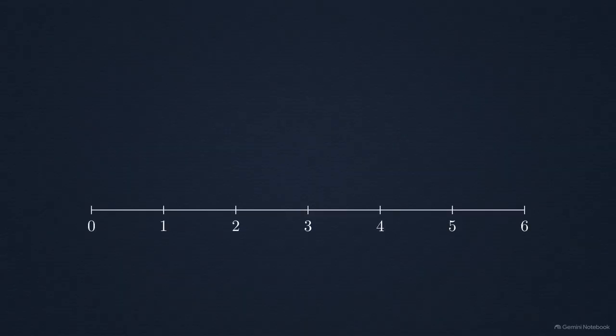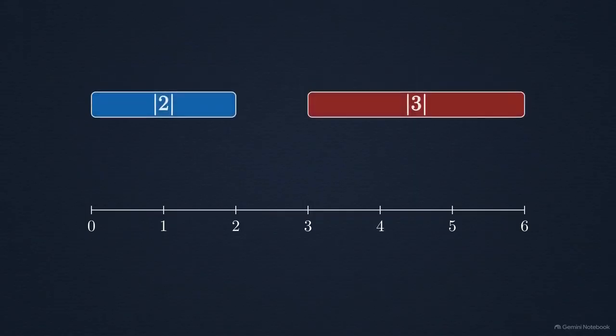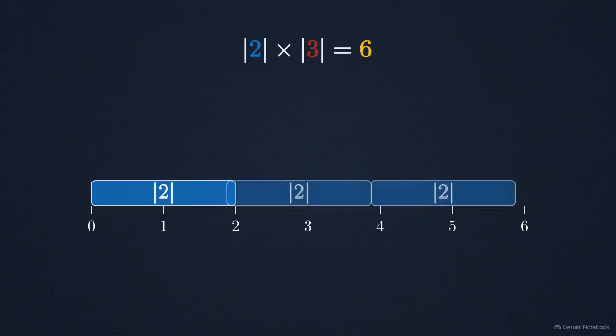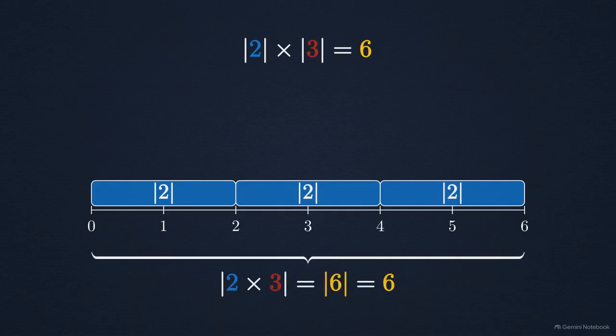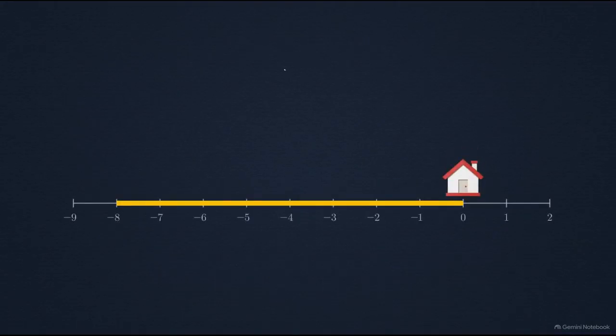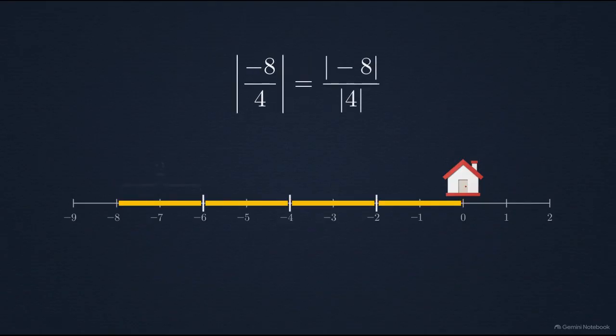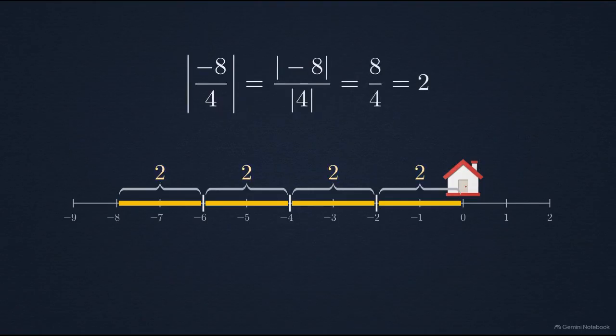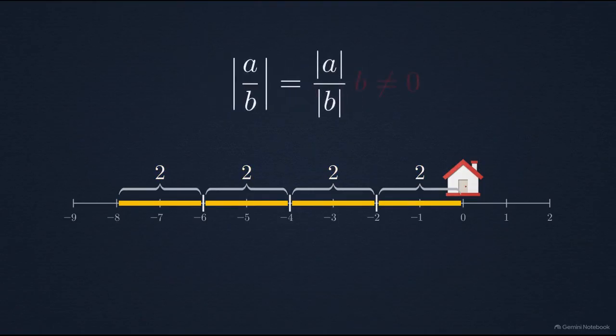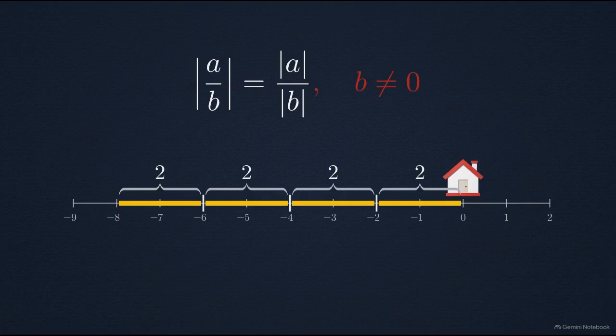Absolute value also works with multiplication. You can find the distance of 2 numbers individually and then multiply them, or multiply them first and then find the distance. The result is the same, a positive value. The same applies to division. Slicing a road into 4 segments, or measuring the pieces first and then slicing them, gives you the same length. The distance remains consistent as long as you never divide by 0.